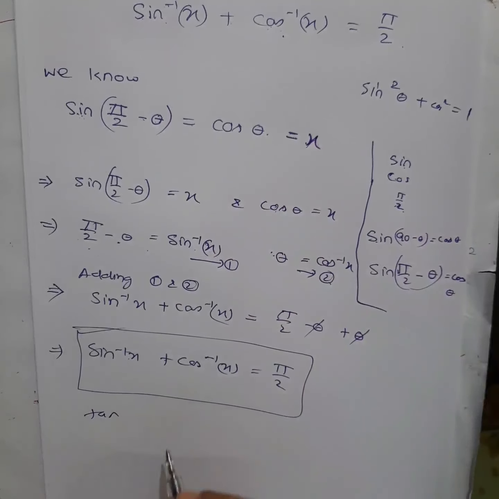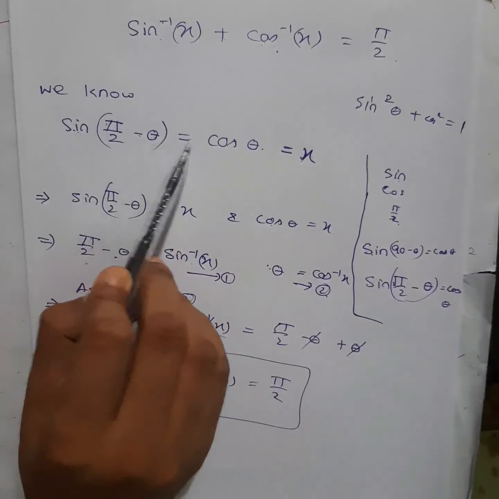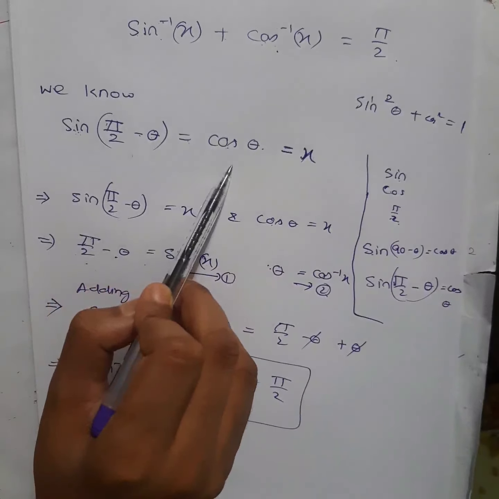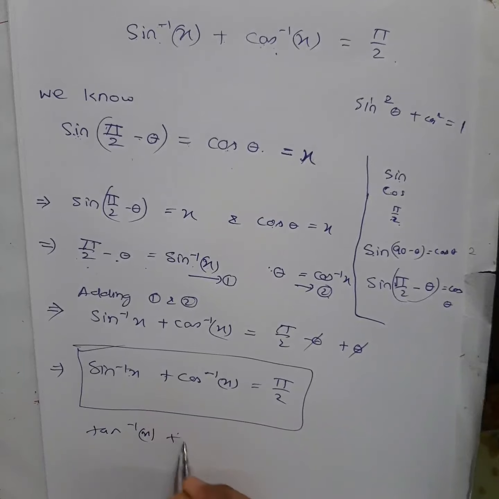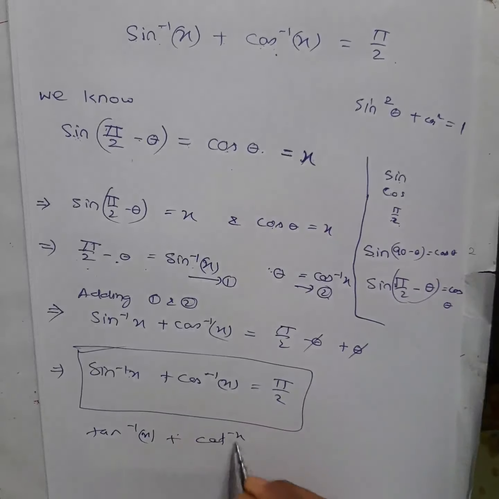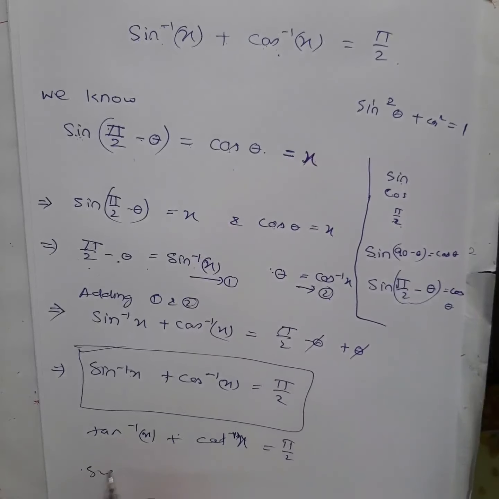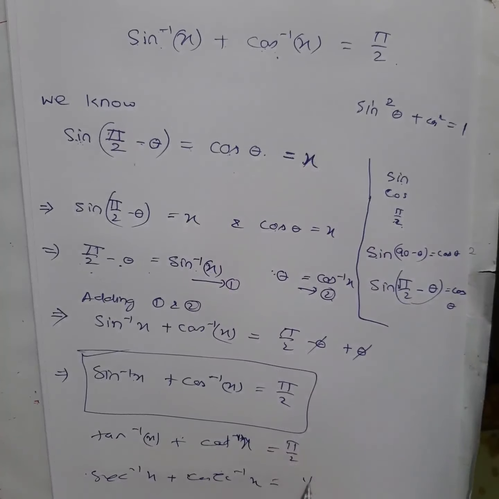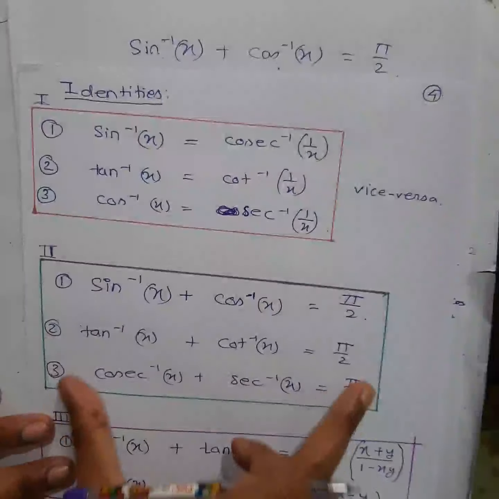Same way, tan and cot are related, right? In 90 minus theta, what can I write? Tan 90 minus theta equal to cot theta. Then sec 90 minus theta equal to cosec theta. So if you use those, you will get tan inverse x plus cot inverse x equal to pi by 2. Then sec inverse x plus cosec inverse x, you will get pi by 2. So these three identities you can derive in that way.